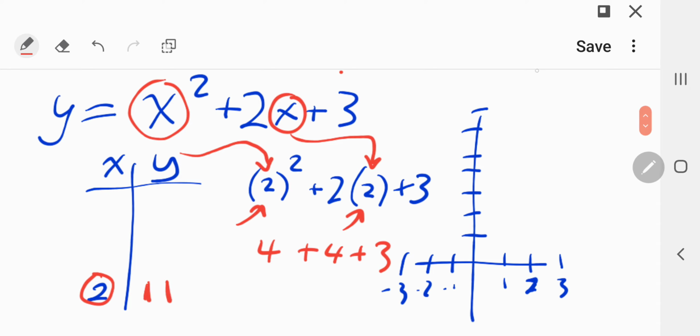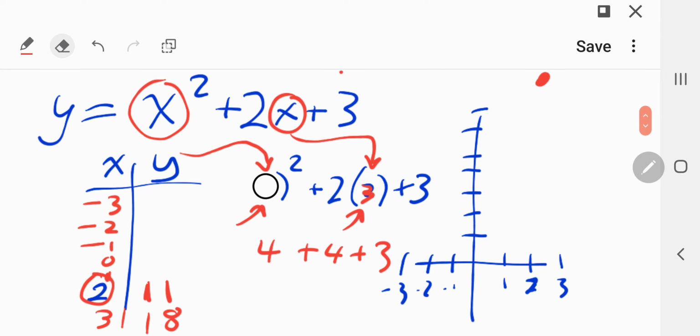So 2 gives 11, which is off our chart. So we have a choice. We can either check out 3. 3 squared is 9 plus 2 times 3 is 6, 15 plus 3 is 18. So we get it even bigger. So we need to go the other way. Let's actually put in the negative 3 and the negative 2 and the negative 1 and the 0 and the 1. Can I squeeze that in? Let's try. We talked about this a bit earlier.